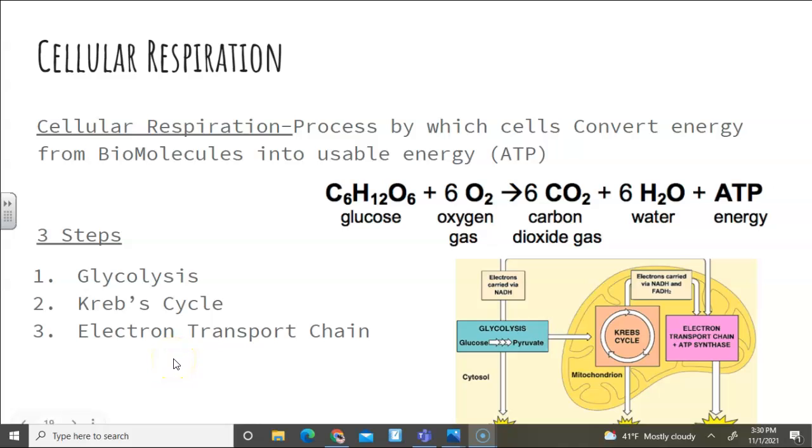Like I told you before, we don't have little chunks of pizza floating around in our cells or other kinds of carbohydrates floating around in our cells. Our cells can't use that kind of stuff. The type of energy that our cells use is called ATP.